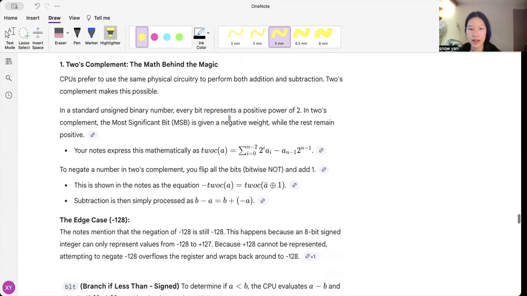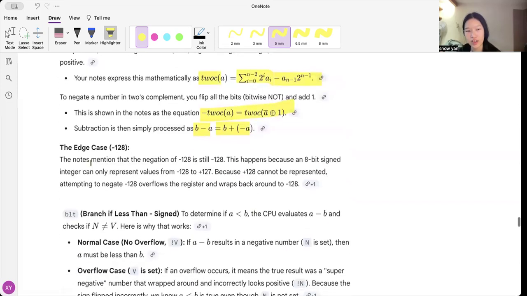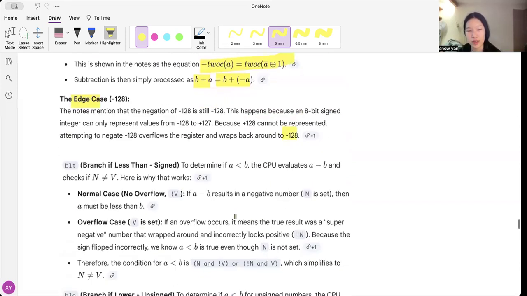I guess two's complement is just everything added up together, subtracting the most significant bit. To flip it, we just do this. And then B minus A is just B plus negative A. And then the edge case I talked about, this one was relatively clear: negative 128 cannot be represented.